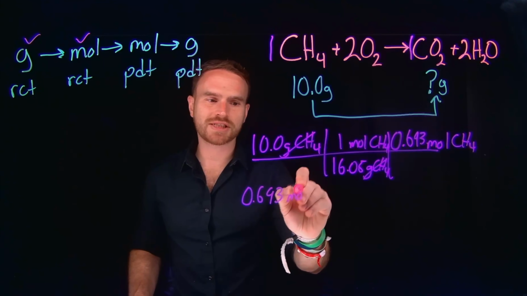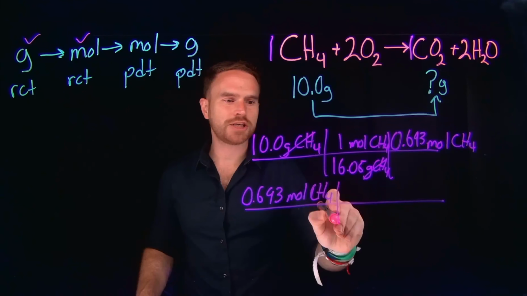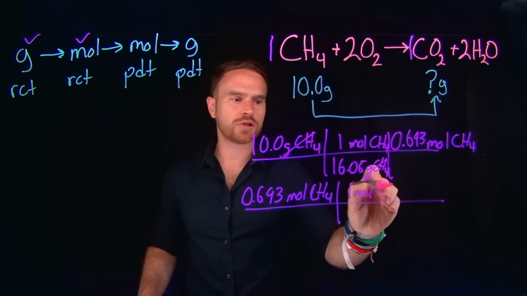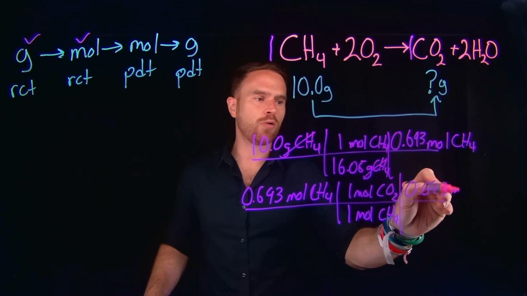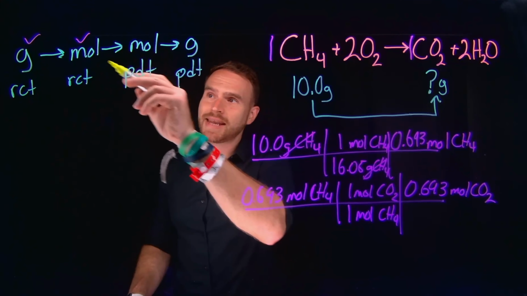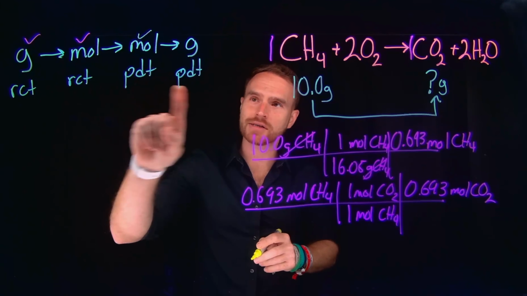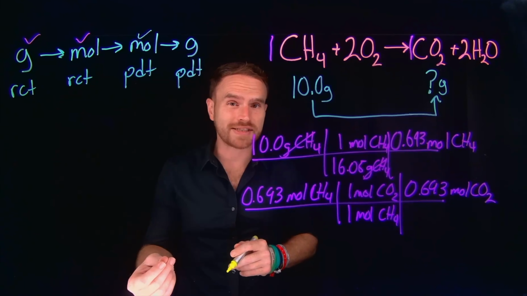So I'll begin with 0.693 moles of CH4, which we calculated earlier. And then I will use that molar ratio where 1 mole of CO2 is produced from every 1 mole of CH4, and then I can use that to determine that there are 0.693 moles of CO2 being produced in this combustion reaction. And now we've completed the next step of converting from moles of reactant to moles of product. And now all we need to do is use the molar mass to convert from moles of product to grams of product. And the molar mass of CO2 is about 44.01 grams per mole.